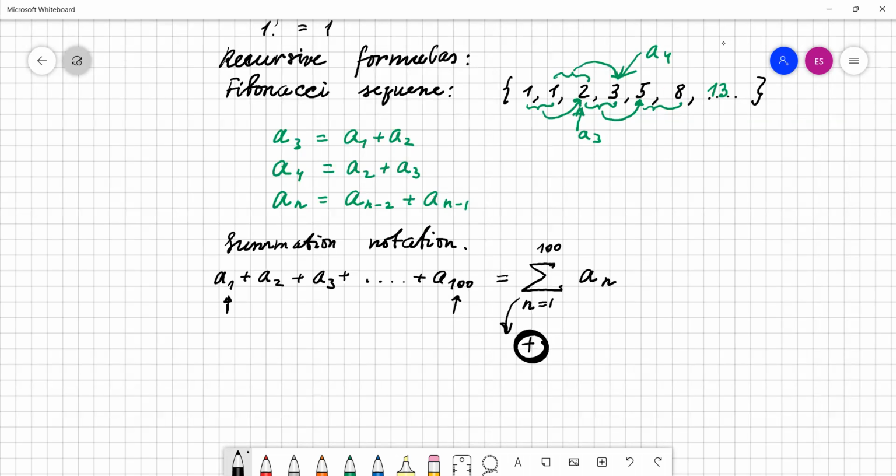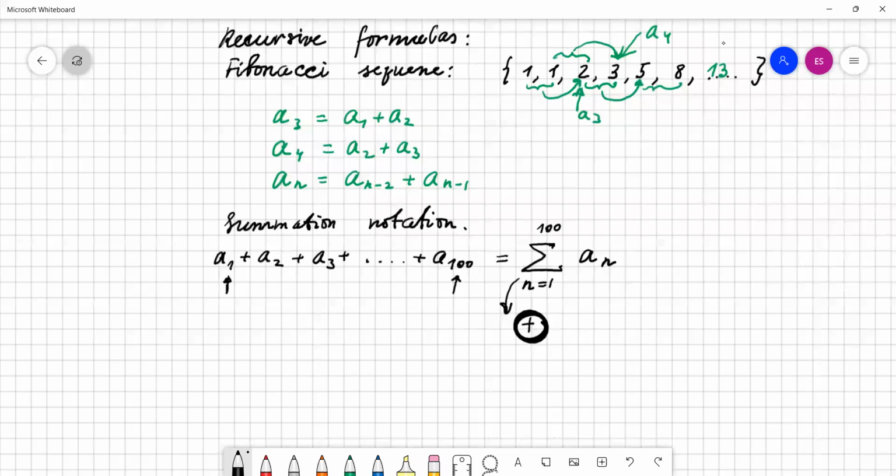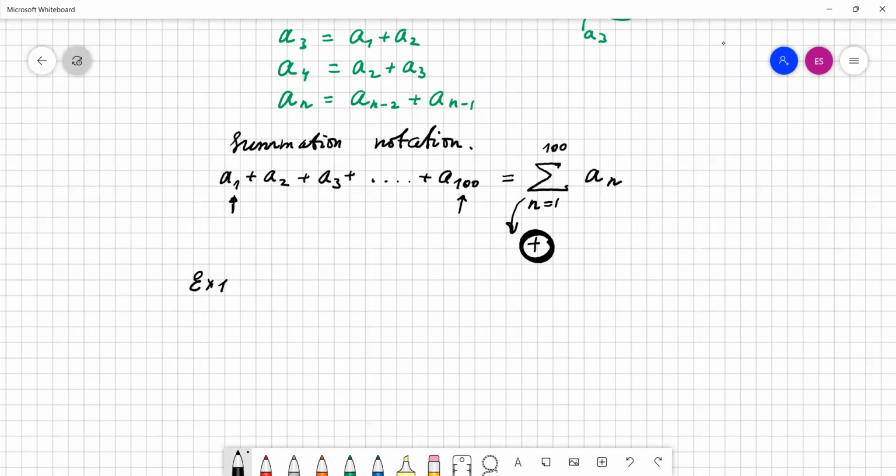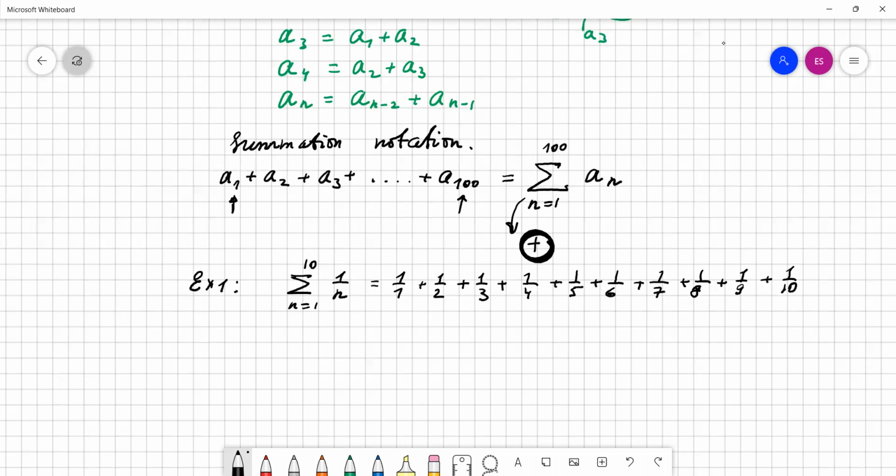You'll probably ask me, what else can we do with elements? Well, we can multiply them, and the product uses the capital letter pi. I'm going to show you a couple of examples of the use of sigma notation. Example number 1: sigma from n equals 1 to 10 of 1 over n. What is it? It's 1 over 1, the first term, we plug in 1, right? Plus 1 over 2, we plug 2 instead of n here, 1 over 3, 1 over 4, 1 over 5, 1 over 6, 1 over 7, 1 over 8, 1 over 9, and 1 over 10.